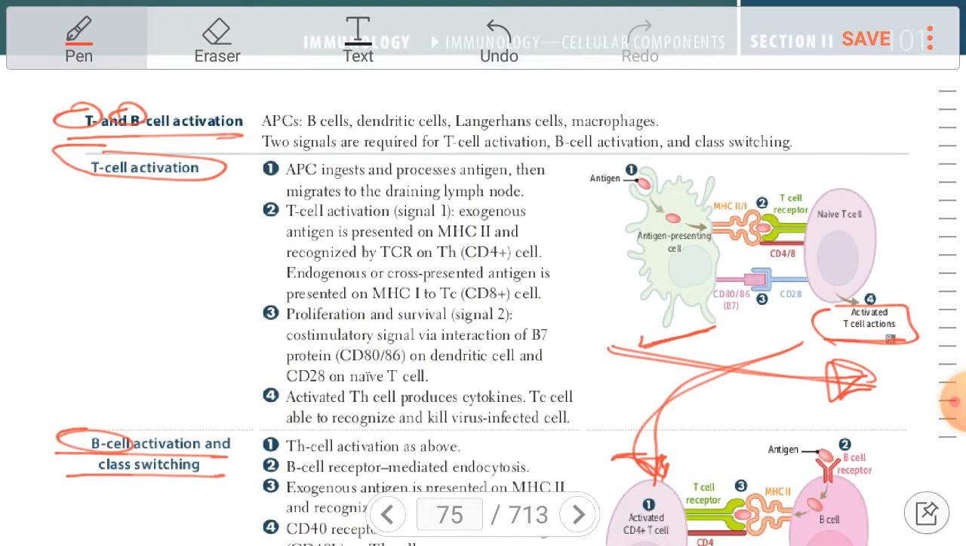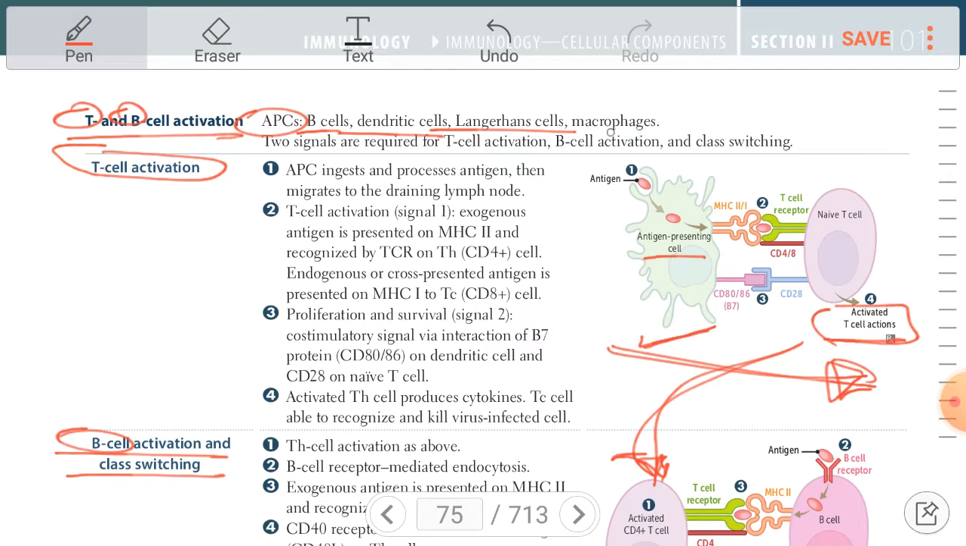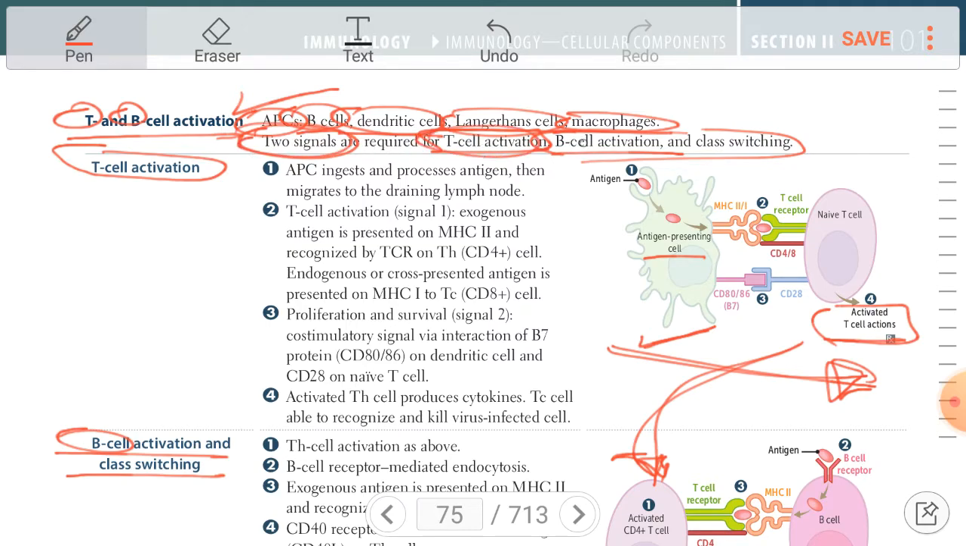So at first, T and B cell activation, we have APCs, antigen presenting cells, like what? B cell, dendritic cells, Langerhans cells, macrophage. These are called antigen presenting cells. So there are two signals required for T cell activation and B cell activation plus class switching.